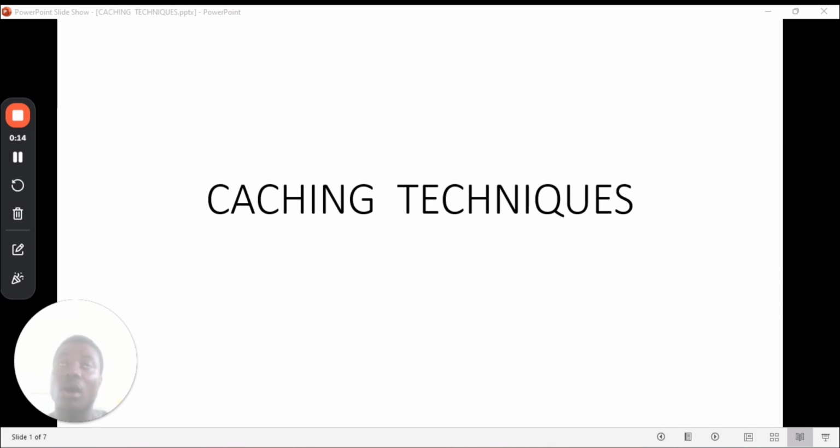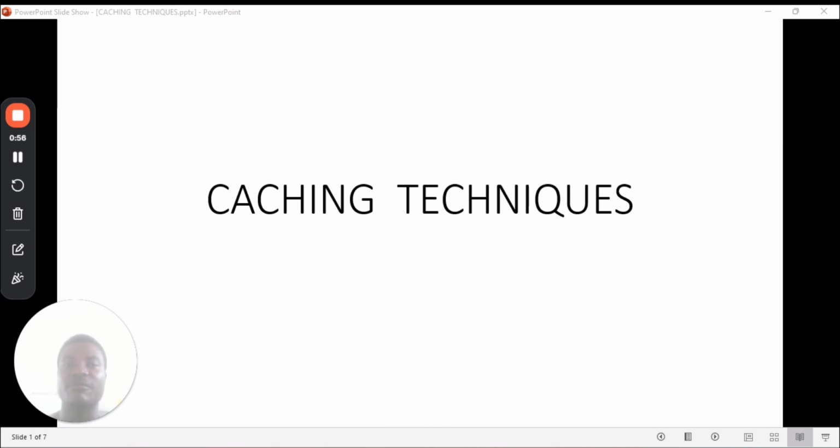Today, we are going to talk about caching techniques. We are dealing with memory management: how we can manage our memory, whether we are using a phone, a laptop, or any device. We have types of memory: RAM, virtual memory, cache memory, and many more. But today our focus is going to be cache memory.